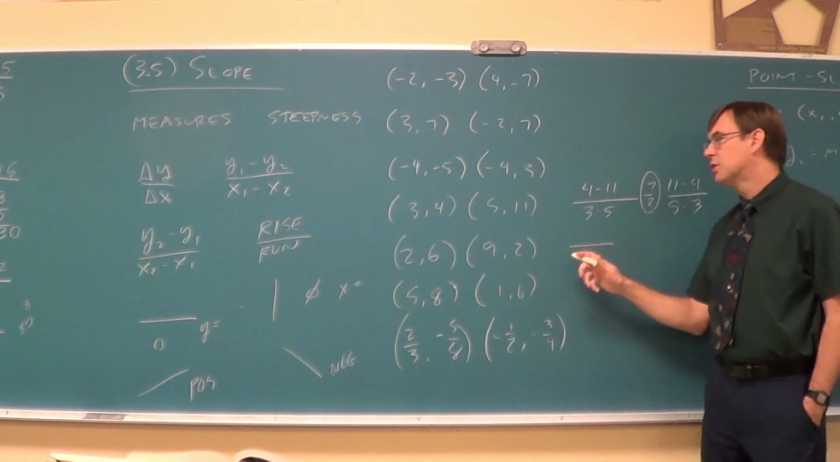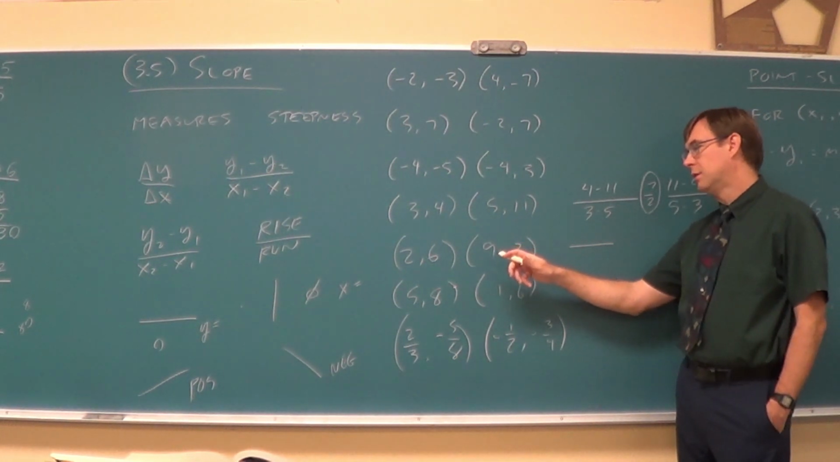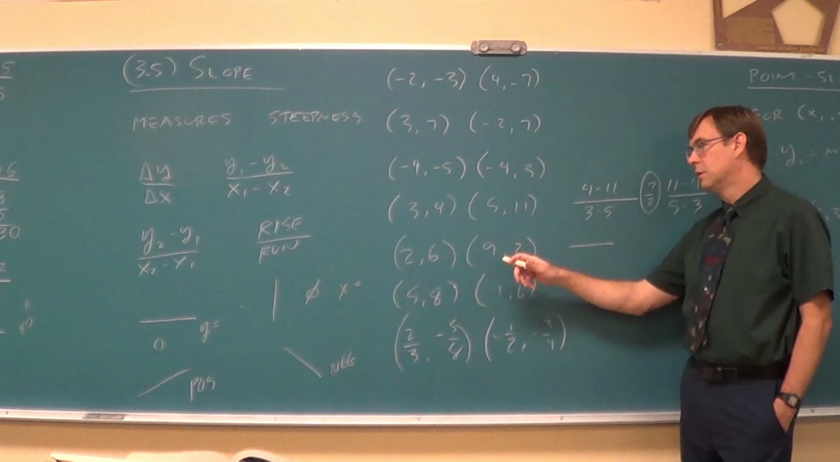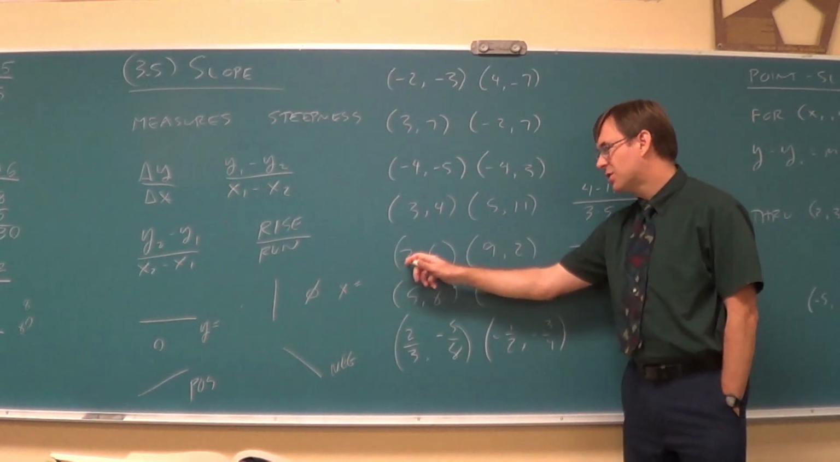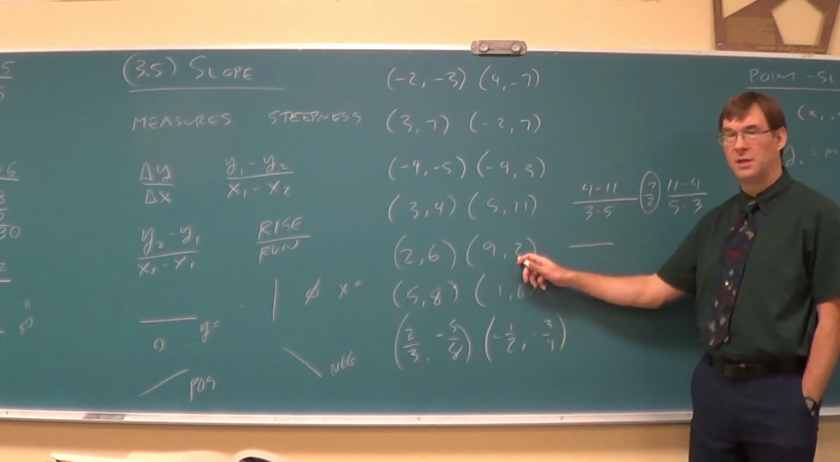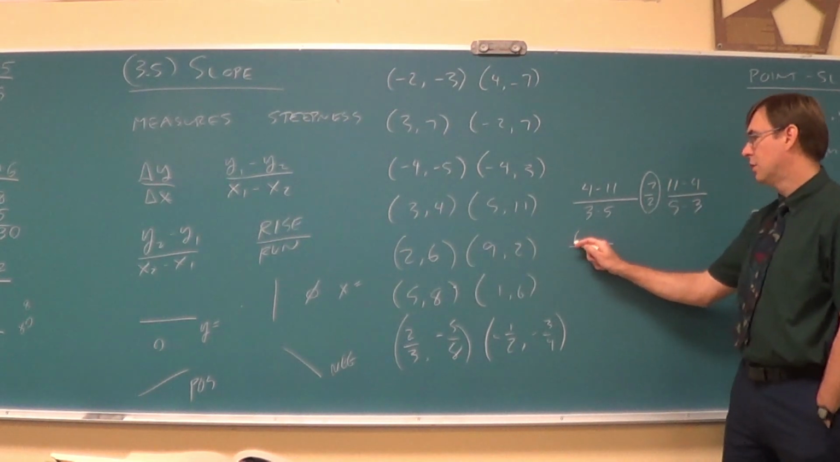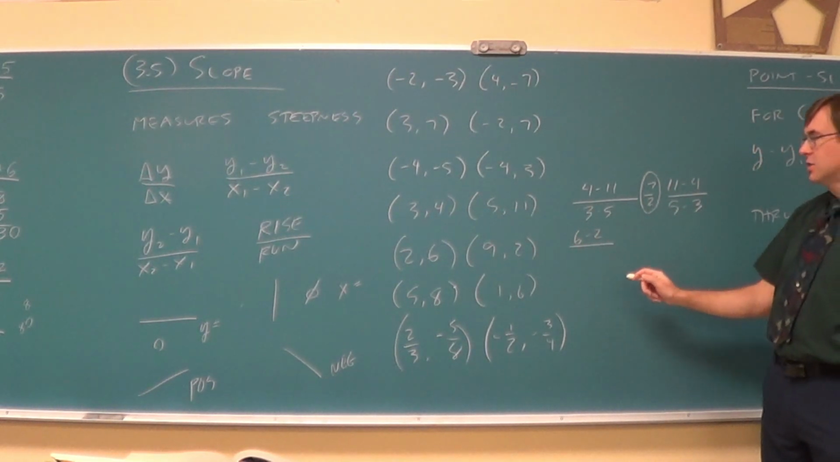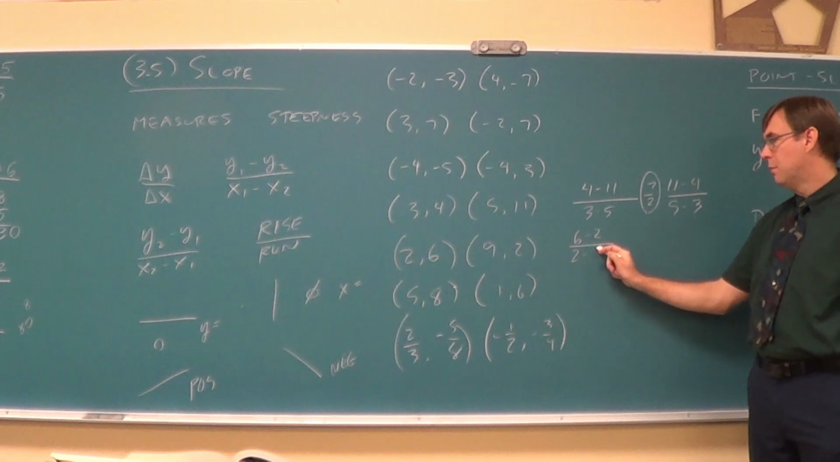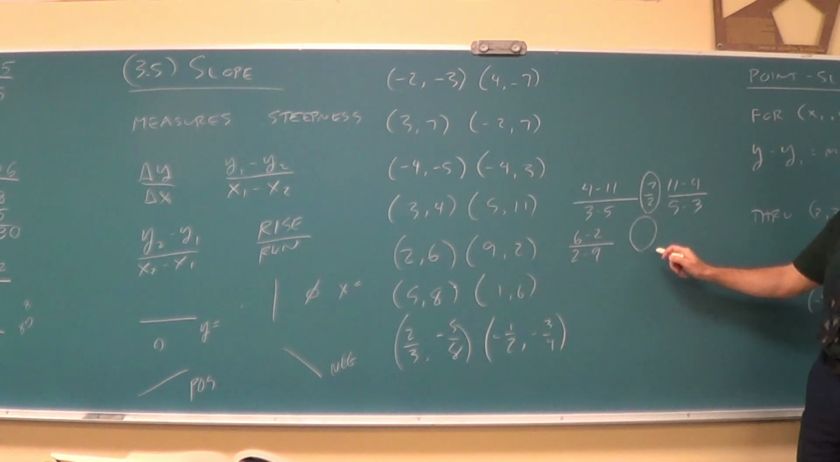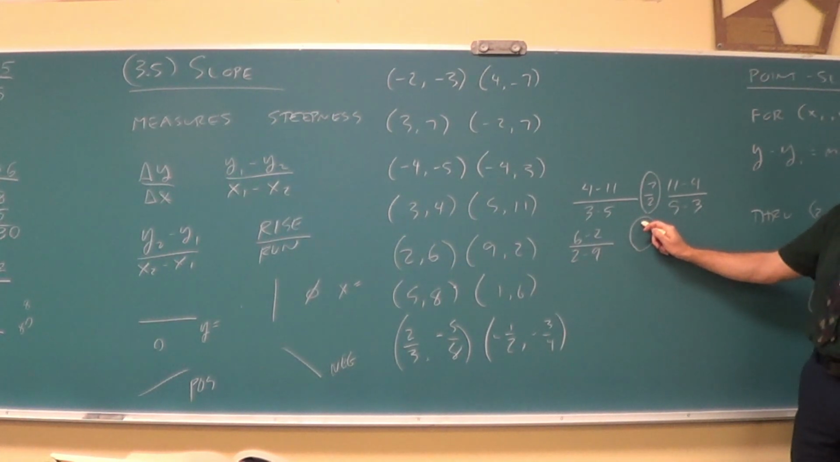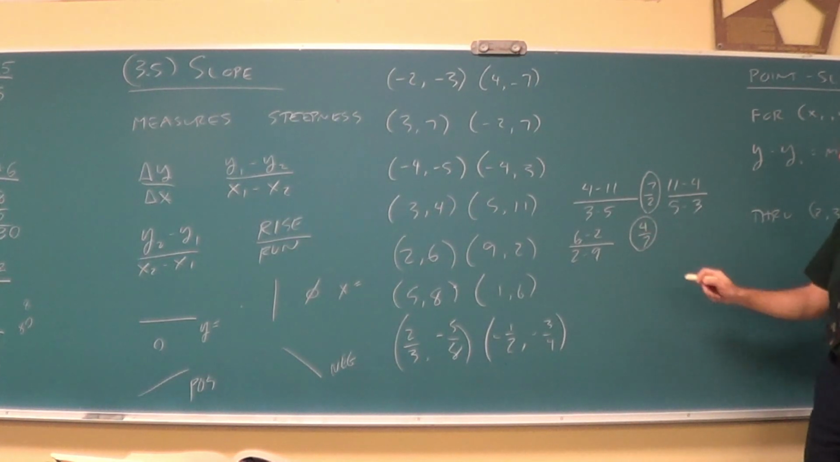So the next one, for the top, who would you get after? 6 minus 2. 6 minus this 2 or 6 minus that 2? That 2. So we're going to go 6 minus 2. If we do 6 minus 2, you do 2 minus 9. Answer? Negative 4 on top of 7. Yeah, it's going to be 4 on top of 7 for sure.